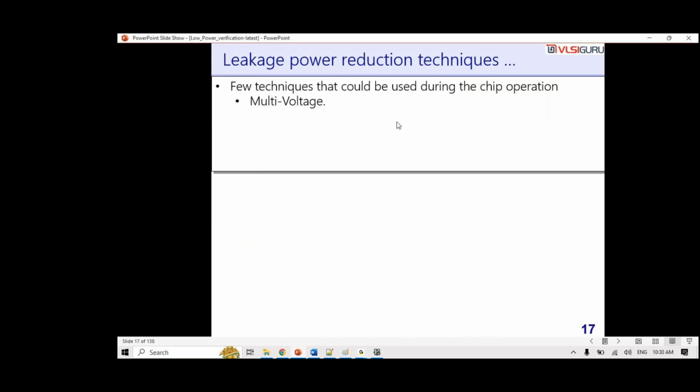So one of the techniques used for leakage power reduction is multi voltage designs. Then multi voltage with power gating. What do you think multi voltage with power gating refers to? Can someone tell me?